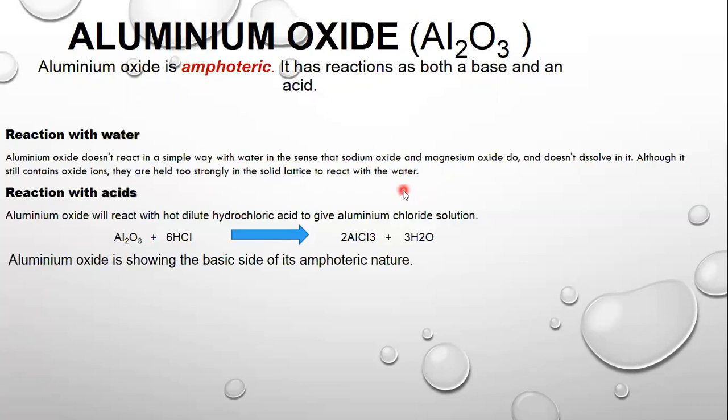The next is it reacts with HCl to give you AlCl3 and water. Aluminium oxide's reaction with HCl shows its basic nature.